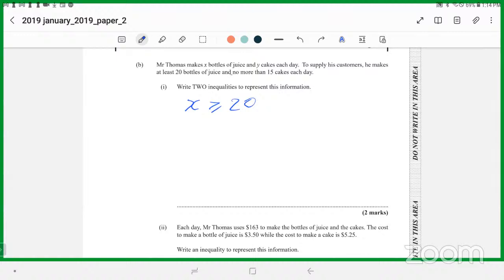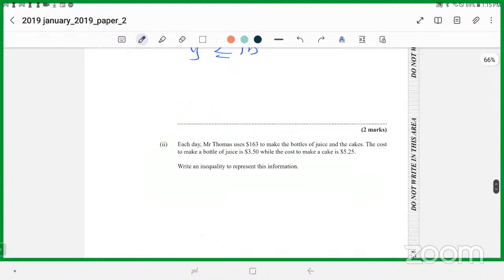And he makes no more than 15. 15 is the maximum number of cakes he makes. No more than 15, so he makes 15 or less. So the number of cakes, which is Y, has to be less than or equal to 15. Those are the two inequalities being asked for there. The number of bottles, X, must be at least 20, meaning 20 or more. The number of cakes, the maximum is 15. 15 is the most he makes. So these are the two inequalities for this part.